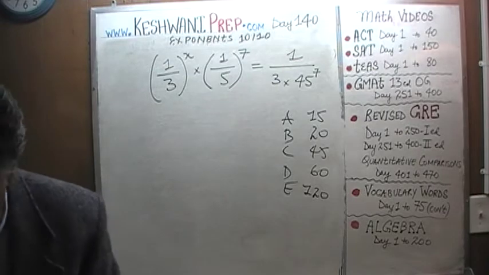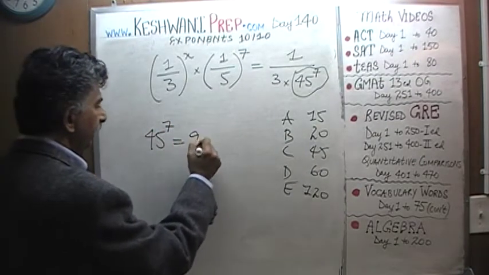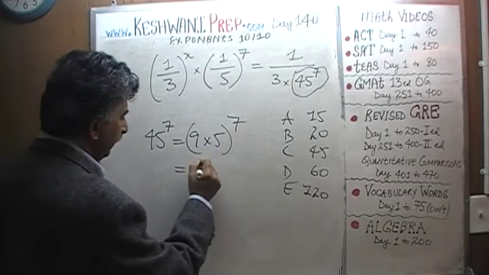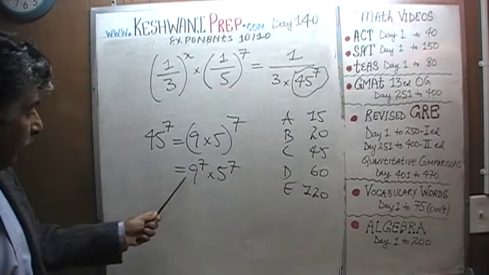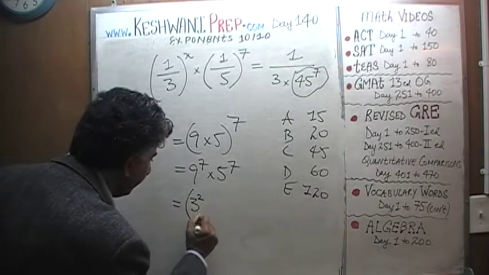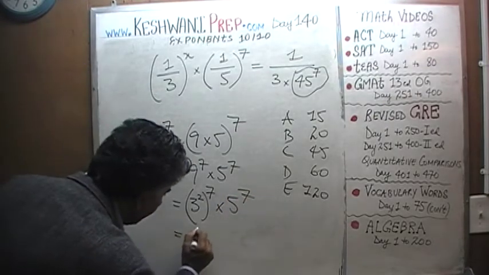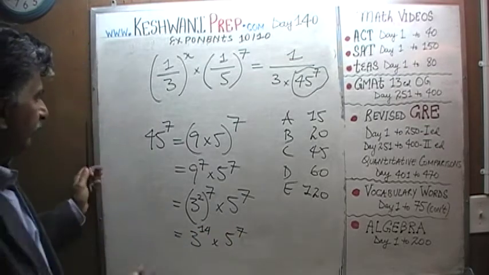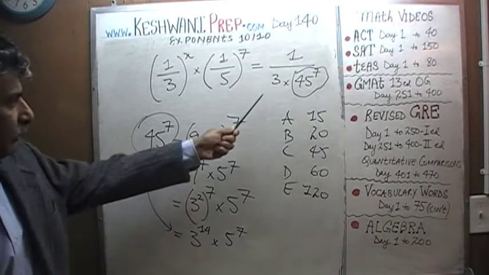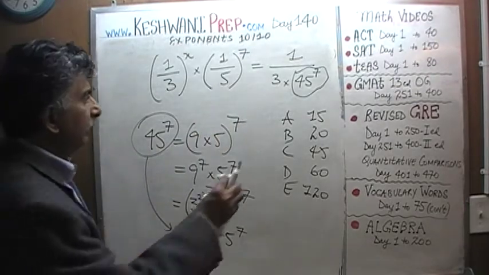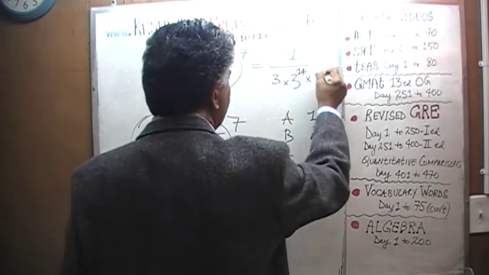Alright. One more time. What we need to understand is, how can we manipulate this guy here? 45 raised to 7 is simply 9 times 5 raised to 7, which is simply 9 raised to 7 times 5 raised to 7. Are you with me so far? And 9 raised to 7 is simply 3 squared raised to 7 times 5 raised to 7. And that is simply 3 raised to 14 times 5 raised to 7. So this quantity, 45 raised to 7, boils down to 3 raised to 14 times 5 raised to 7.